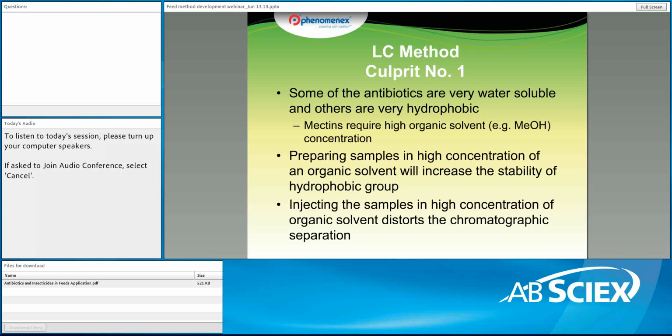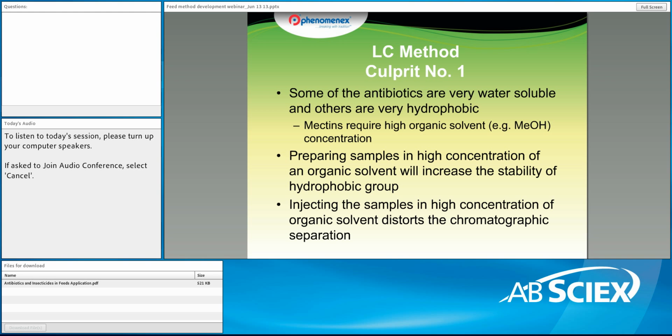So as we began the development, we discovered some physical property with the mectins that kind of threw a monkey wrench in the process. They're very hydrophobic. They require high organic solvent to be stable. We made a solution in 5% methanol, and we got about 1 injection out of that solution before we lost the mectins.